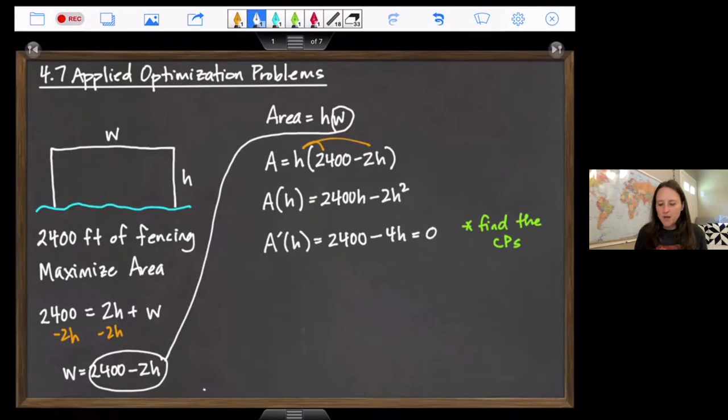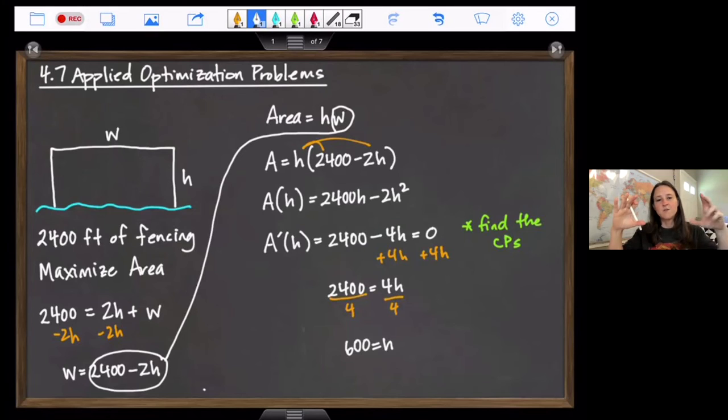So let's add 4H to both sides. If I add 4H to both sides, I get 2400 equals 4H, and then we'll just divide off that 4. And I get that H is equal to 600. All right, so my H should be equal to 600. And that's going to be our answer. We're going to want this pen to be 600 feet tall. So we're going to use 600 feet over on the left, 600 feet over on the right.